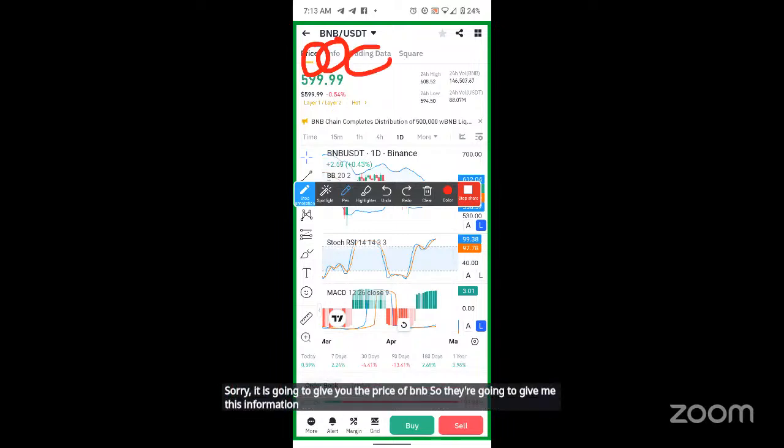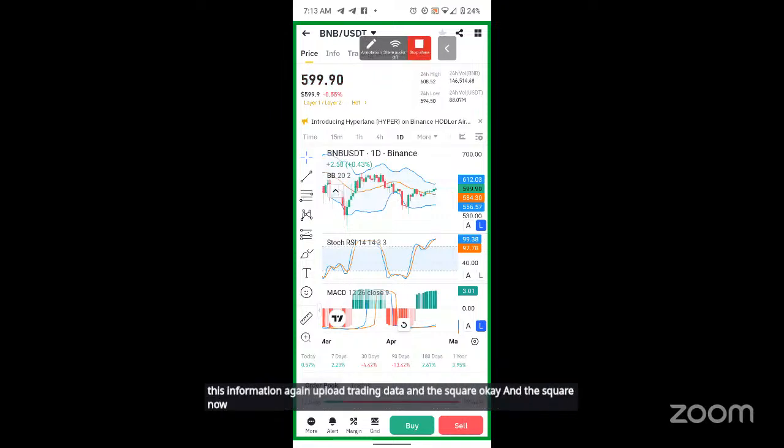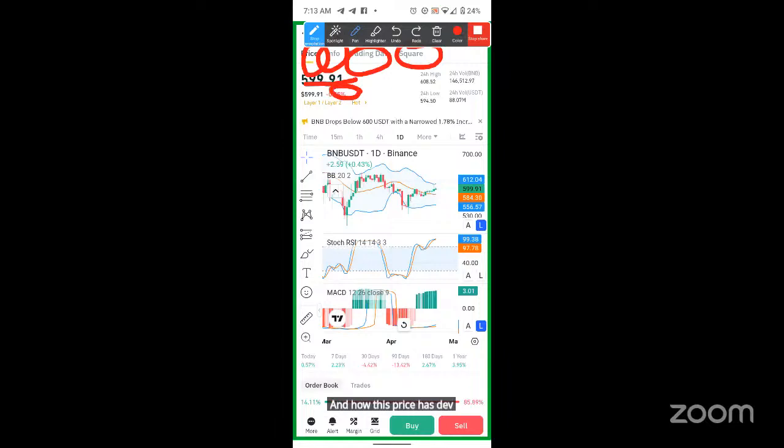Again, trading data. Now, when you look here, you will look at the price, and how this price has deviated in the last 24 hours. It will tell you the category of the coin. So it is a layer 1, layer 2 coin when it comes to Binance.